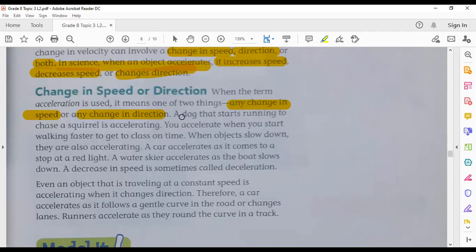But let's take an example. A dog that starts running to chase a squirrel is accelerating. Another example, when you start walking faster to get to class on time. When objects slow down, they are also accelerating. A car accelerates as it comes to a stop at a red light. So when the driver decreases the speed of the car to stop, it is also accelerating. A water skier accelerates as the boat slows down. A decrease in speed is sometimes called deceleration.